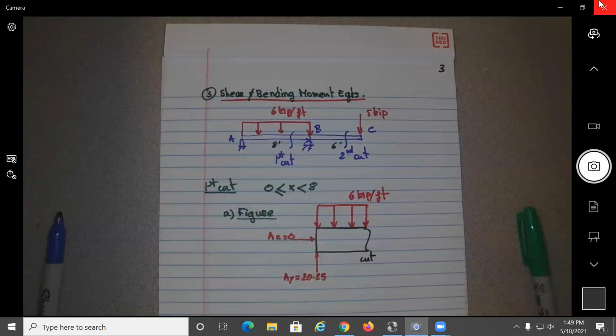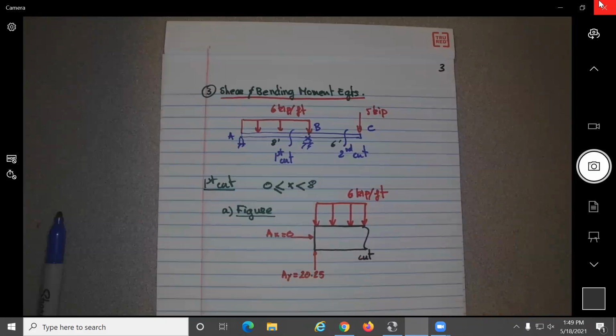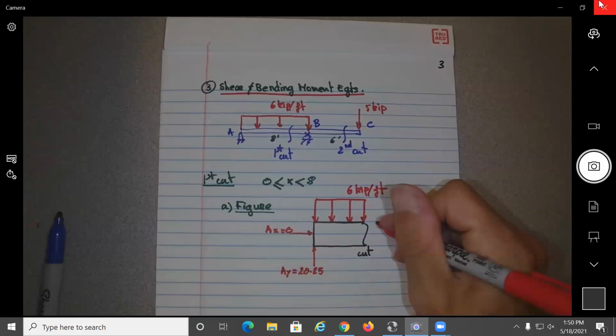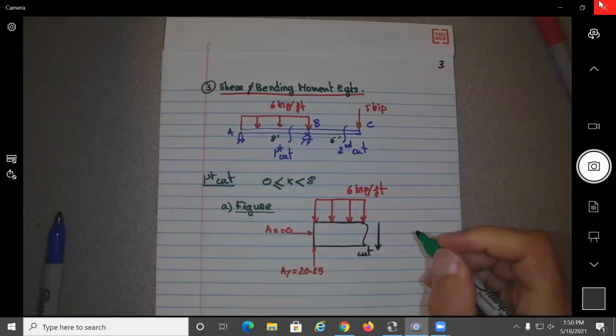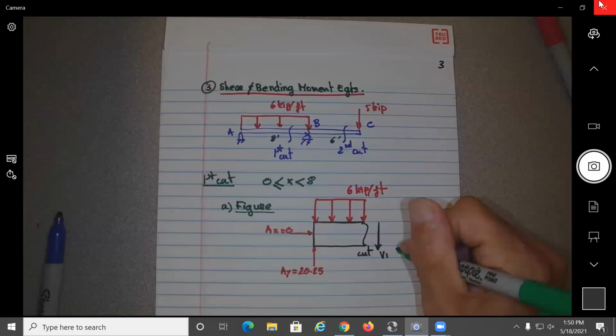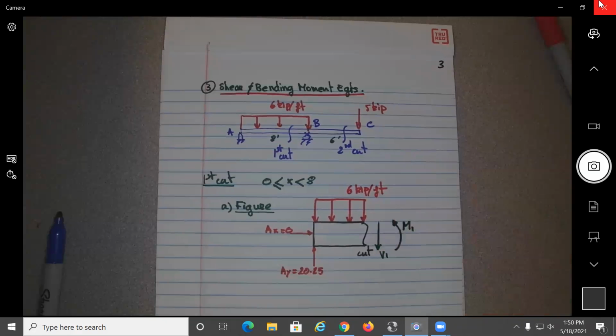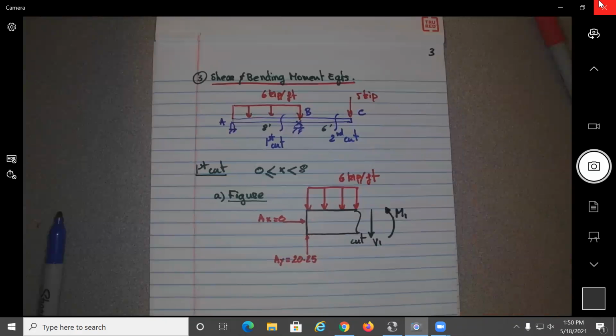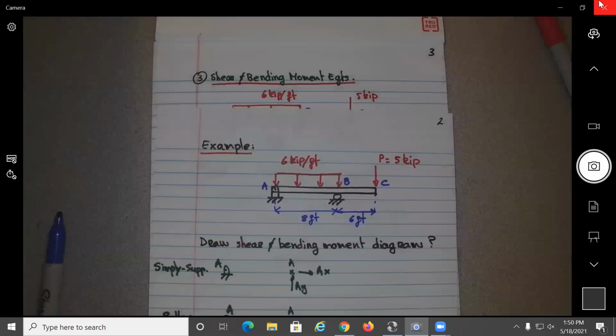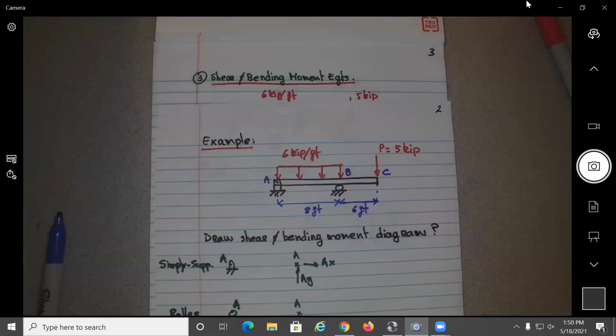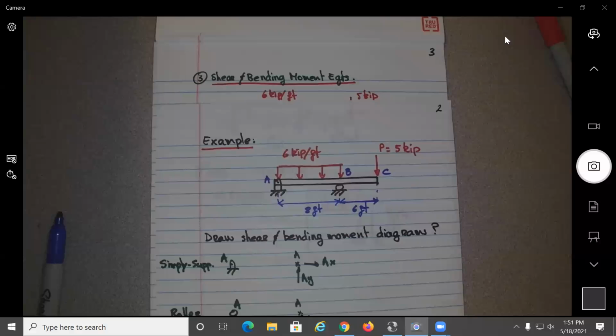So because we did the cut, what's happening? You're gonna have a shear force V1 appearing and a bending moment M1 showing. Okay, conceptual question. Why do we make a cut? Let's see if anyone knows. So why do we need to make a cut?